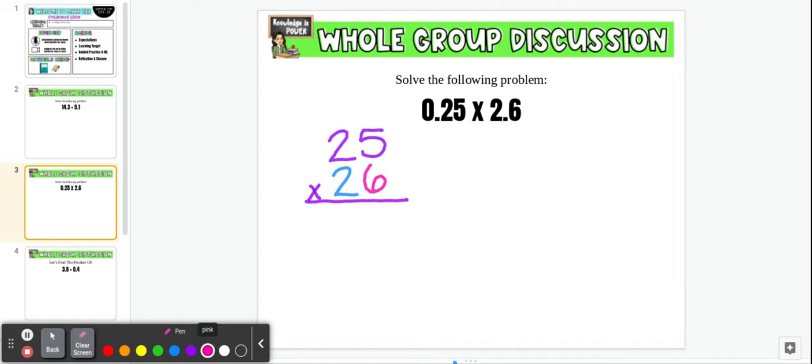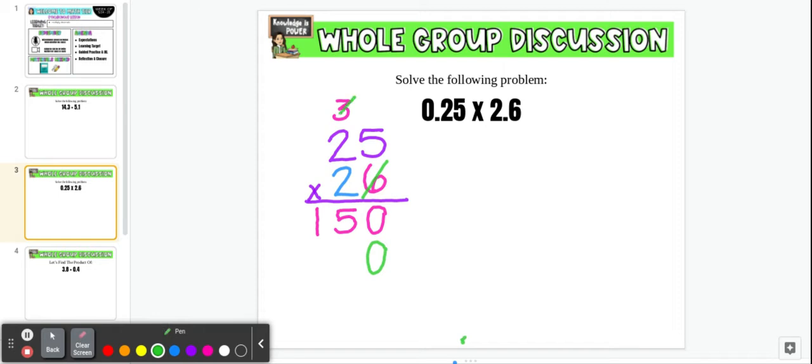6 times 5 is 30. So I carry my 3. 6 times 2 is 12, 13, 14, 15. Since I don't have any other numbers to carry it to, I just write it there. Now, one thing I like to do is cross off the number in the ones place so I can really realize I'm moving to the tens place and I have to add that 0, because we're really multiplying by 20 and not just 2.